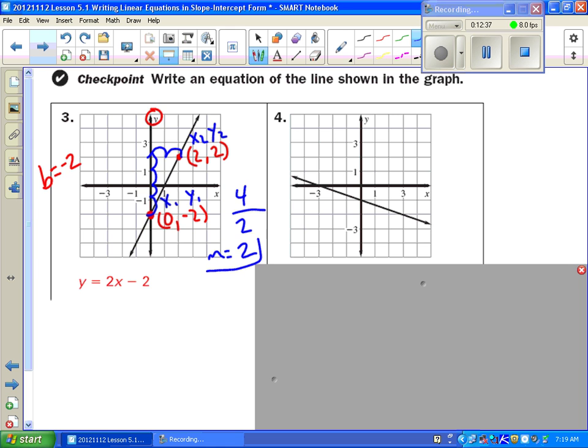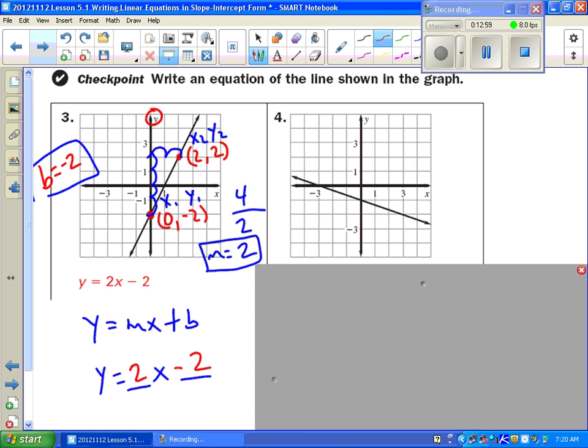So now that you have m and you have b, y equals mx plus b, leave y, leave equals, and leave x, and then just plug in something in place of m and something in place of b. We have m's value as positive 2, so y equals 2x, and we have b's value at negative 2, so plus a negative 2 is the same thing as minus 2. Y equals 2x minus 2.